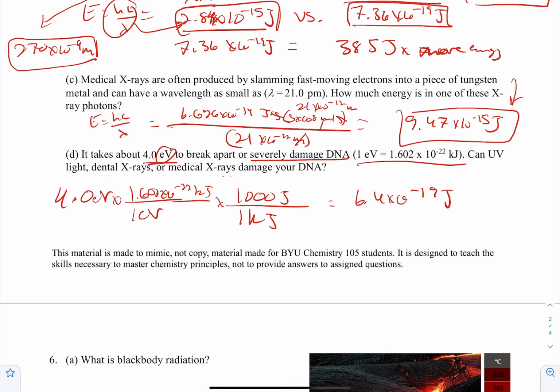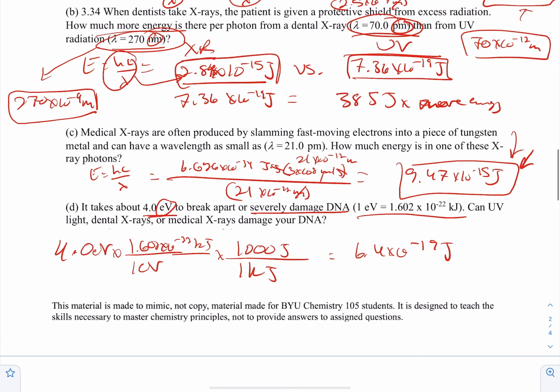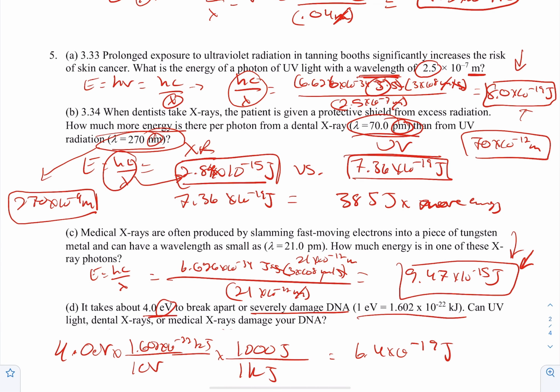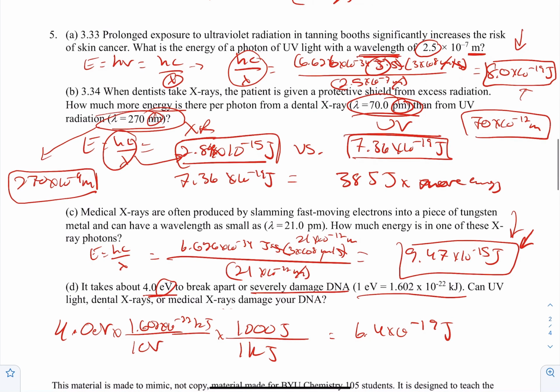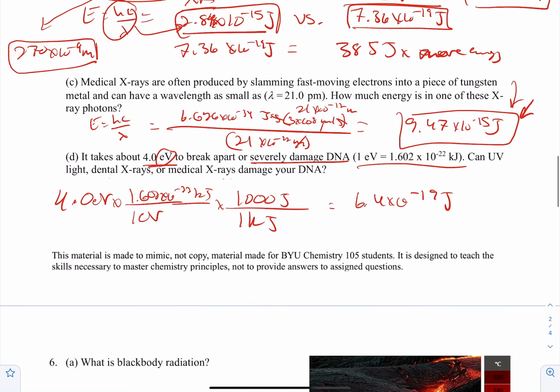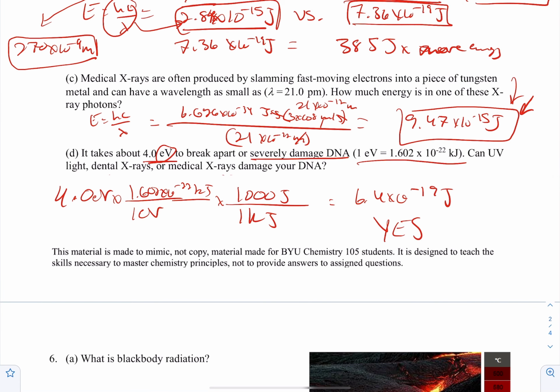So if each of these have at least a value of this or bigger, then they're going to damage DNA. This number is for sure bigger, and this was X-rays. So yes, X-rays will for sure. Let's look at UV rays. We calculated a UV here, 8 times 10 to the negative 19th. Yes, that's bigger. That's going to severely damage DNA. Probably not as bad as X-rays, but it will damage it. Was there anything else? No, all these X-rays were a lot bigger. So I'm going to say just yes, because they'll all damage DNA. All of them.